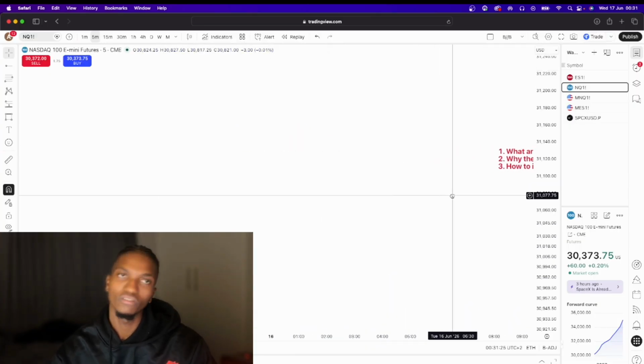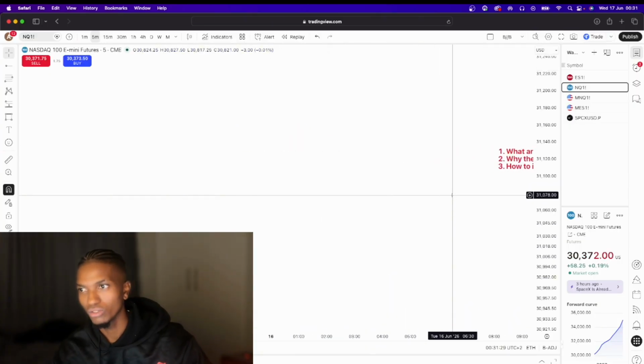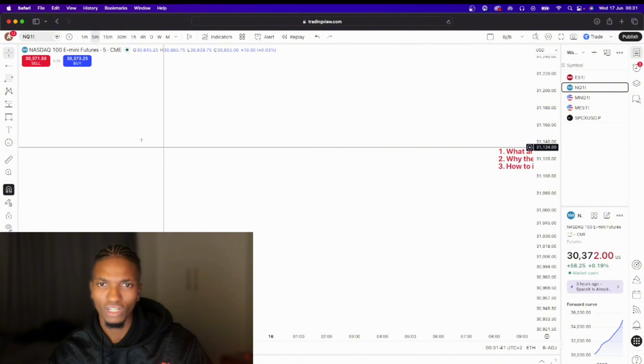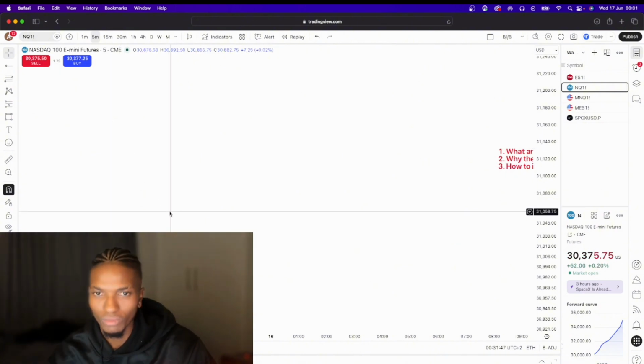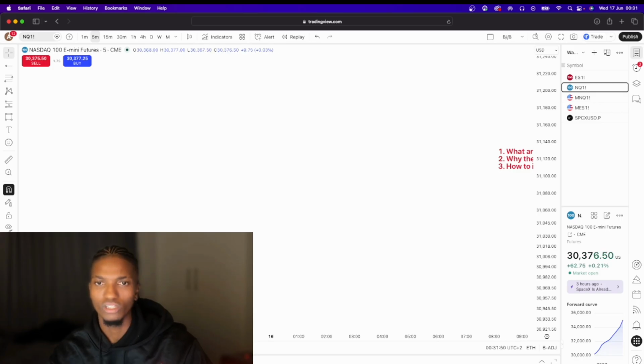Liquidity sweeps are usually called fakeouts. That's when the market makers hunt for stop losses, right? So that's what liquidity sweeps are. They lie above a high and below a low. So let me do some drawings and show you exactly what I'm talking about.